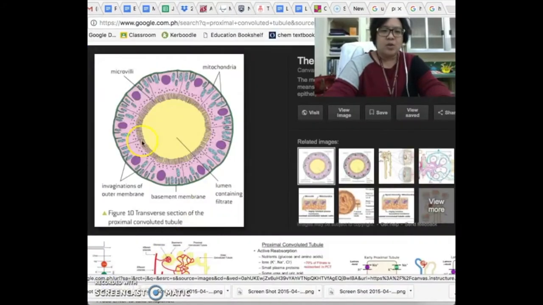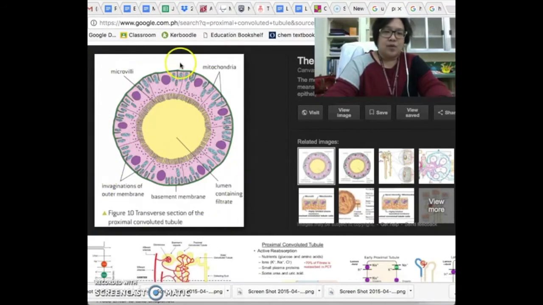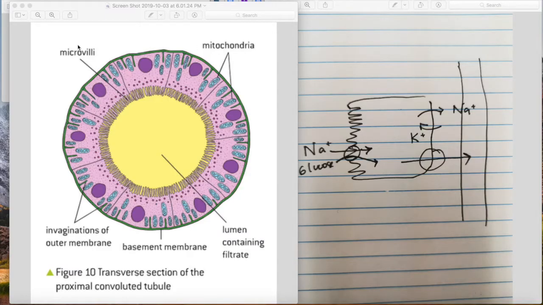So this is your proximal convoluted tubule cross section. We're looking at a top view of the tube. So this is the inside of the tube. This is the outside of your tubule. So what you need to explain here is the method of reabsorption in the proximal convoluted tubule.